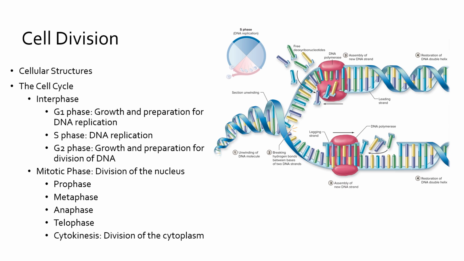In prometaphase, the nuclear envelope fragments completely. Spindle fibers attach to kinetochores on the centromeres of the chromosomes. Chromosomes begin to move toward the cell center. In metaphase, chromosomes align at the metaphase plate, which is the center of the cell. Spindle fibers are fully attached to kinetochores of each chromosome.